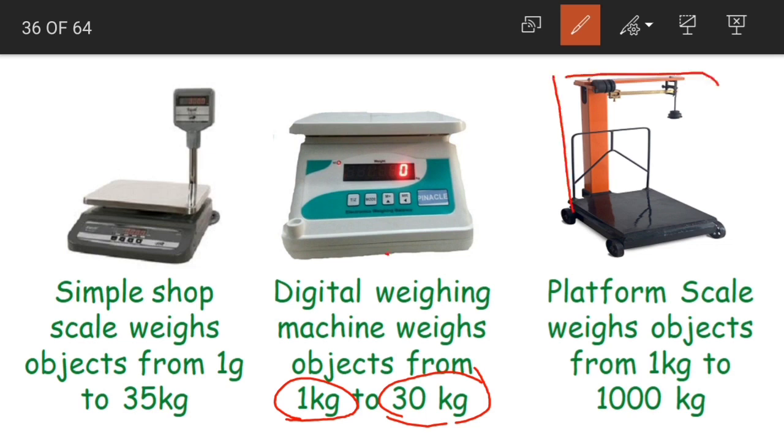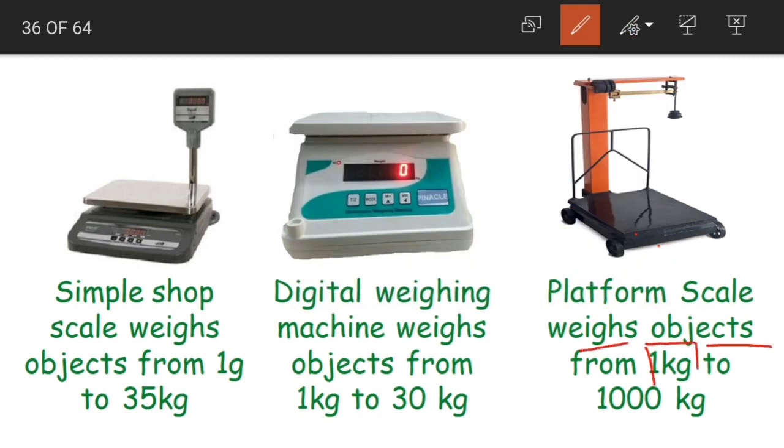And now this one here, as you can see, is called a platform scale. What is it called, children? It is called a platform scale. And this can be used to weigh objects from 1 kilogram to 1000 kilograms.